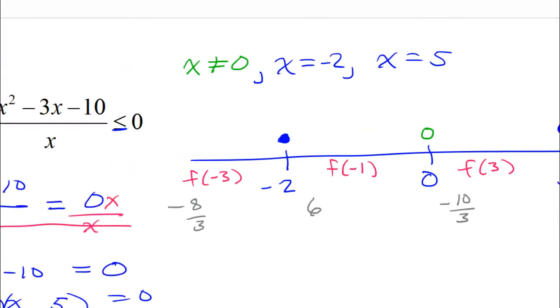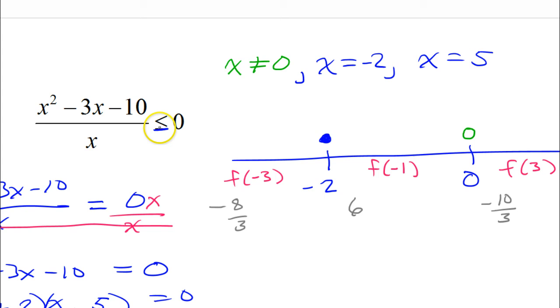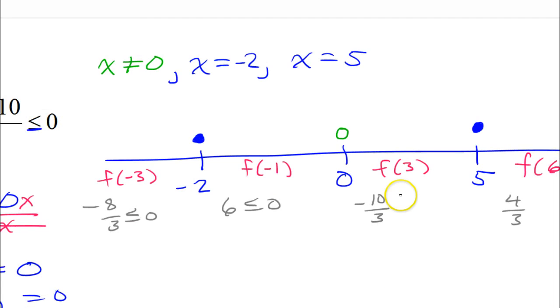And in each case, we're asking ourselves, is the function less than or equal to 0? So is this less than or equal to 0? Is this less than or equal to 0? Is this less than or equal to 0? Is this less than or equal to 0?